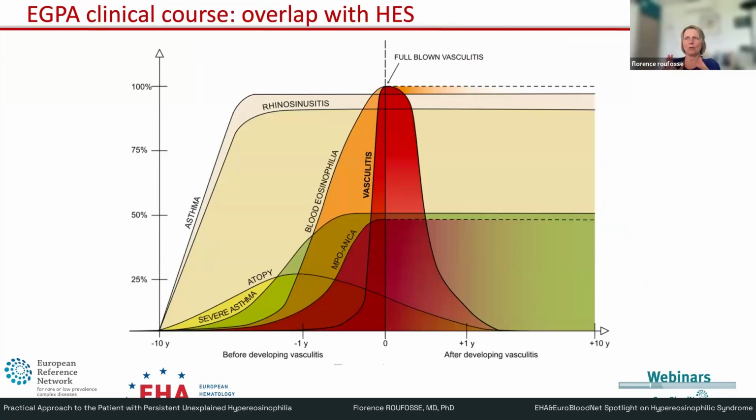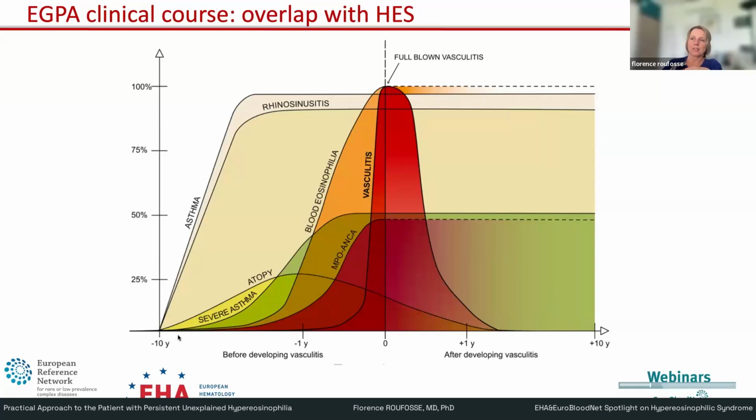And all the more so if you look at EGPA. So you may have in mind, okay, why is this overlapping with HES? Because this is an ANCA-associated vasculitis. Well, first of all, less than 40% of patients with EGPA actually have ANCA. Second of all, as you probably know, EGPA progresses with different phases of disease.